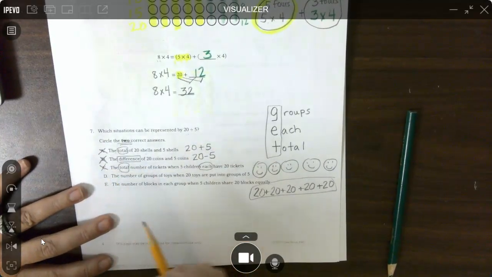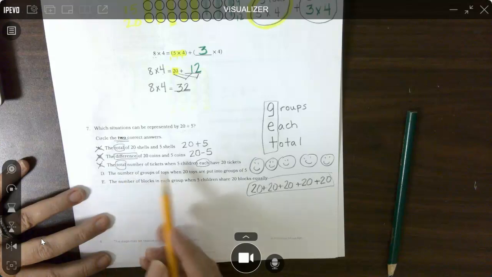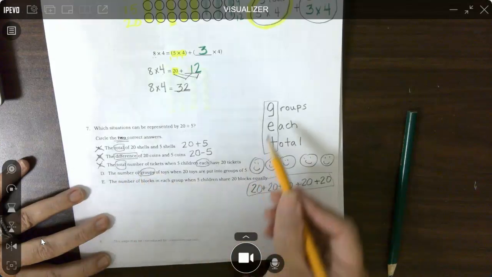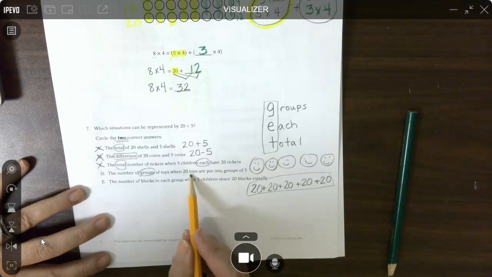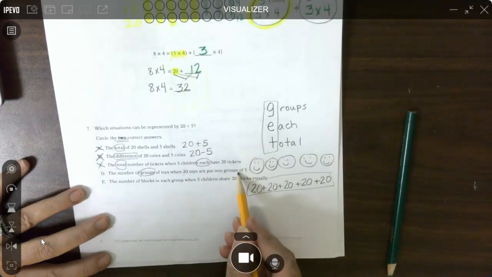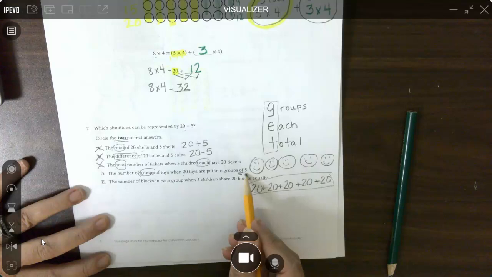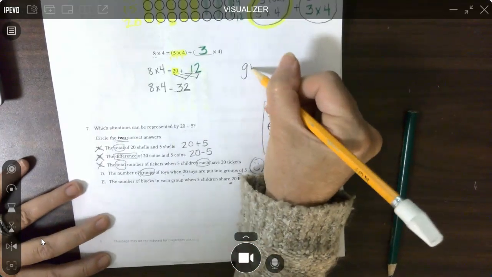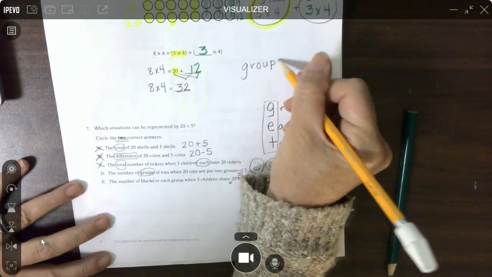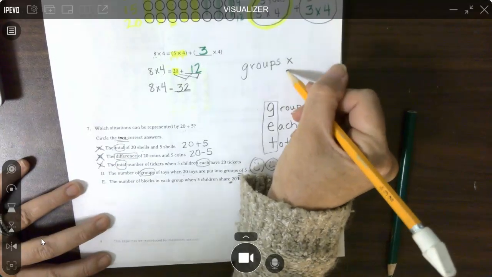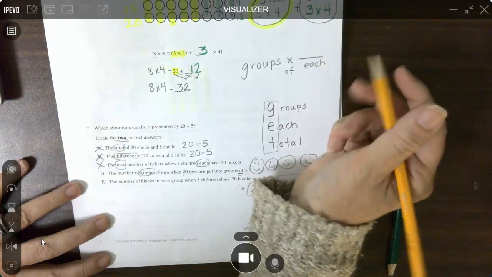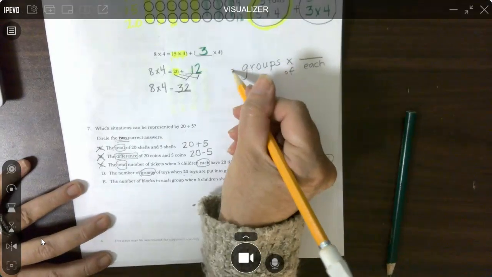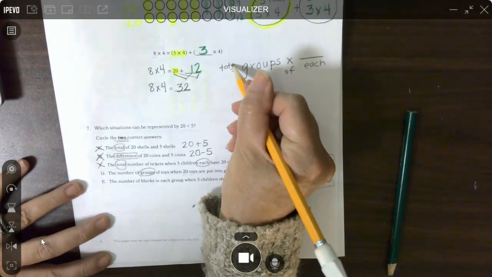Can't be my answer. The number of groups, there's one of my important words. When 20 toys are put into groups of 5, remembering what the multiplication actually represents, groups of, and then how many is in each group. That will make your total.